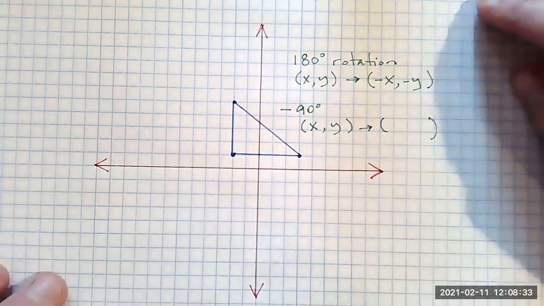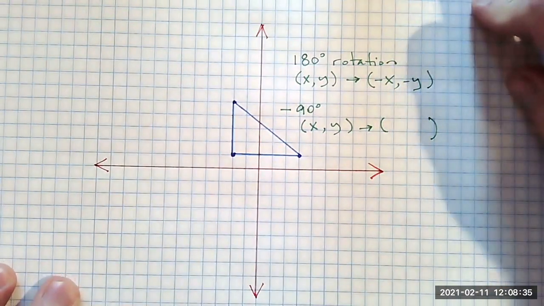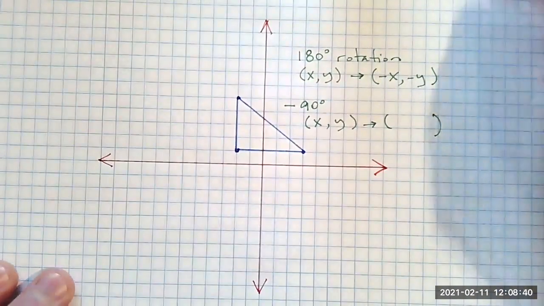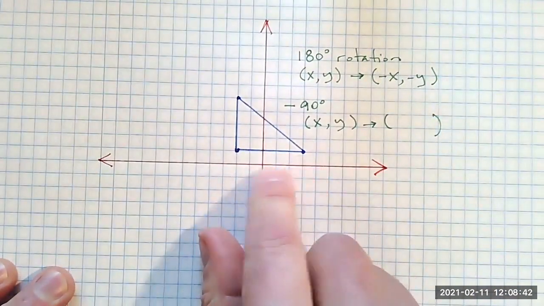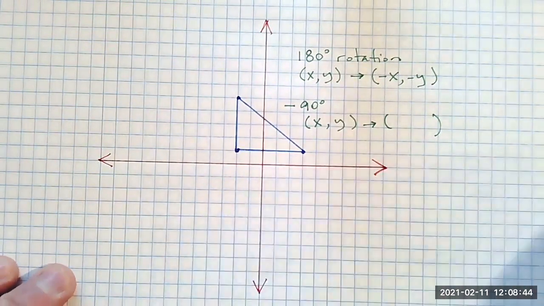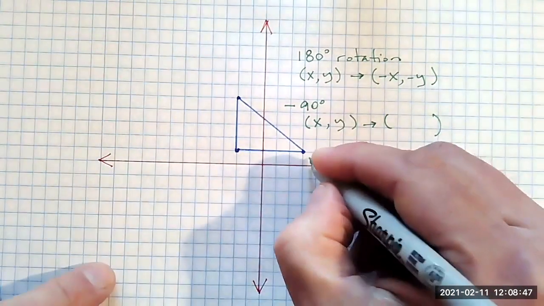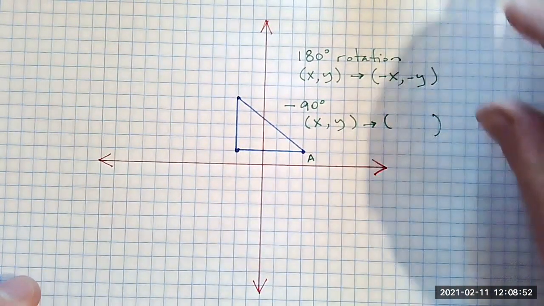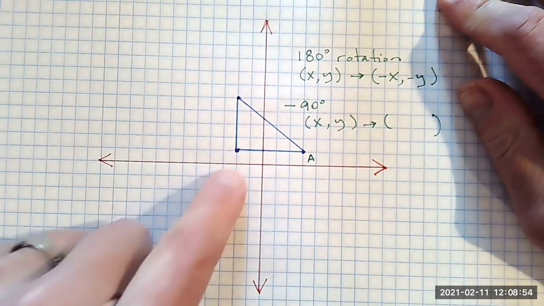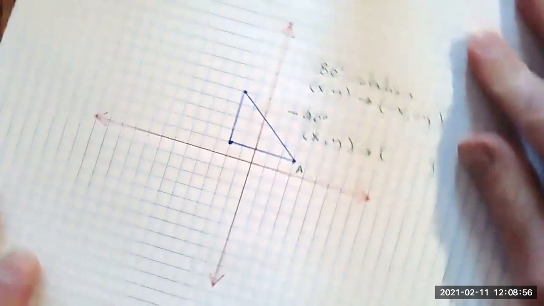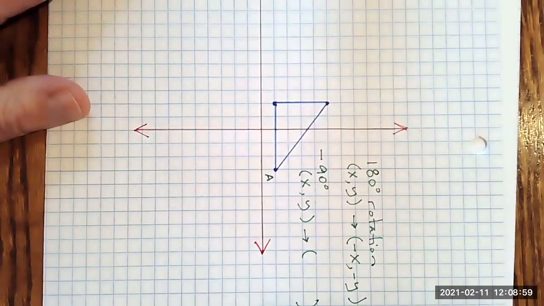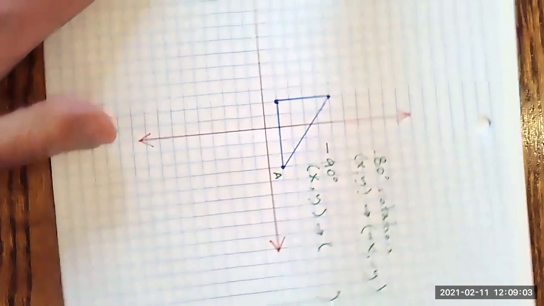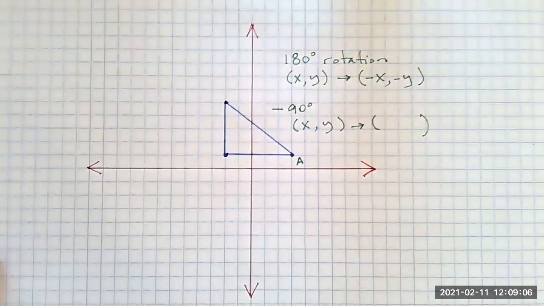Okay, so my strategy would be to get a visual first. Actually, before I do that, let's get a coordinate. 3, 1. That's my reference point right there. I'm going to call this point A. And A will become A prime under the rotation. So 3, 1 goes to 1, negative 3. 3, 1 becomes 1, negative 3.